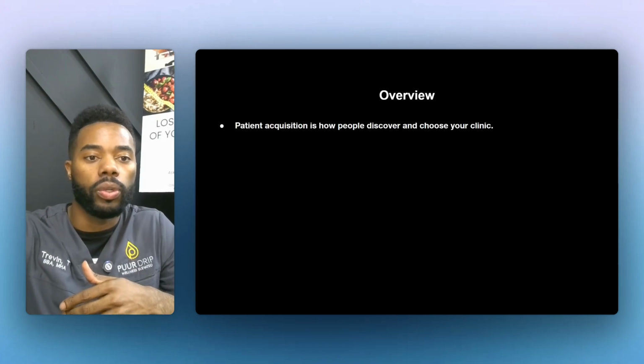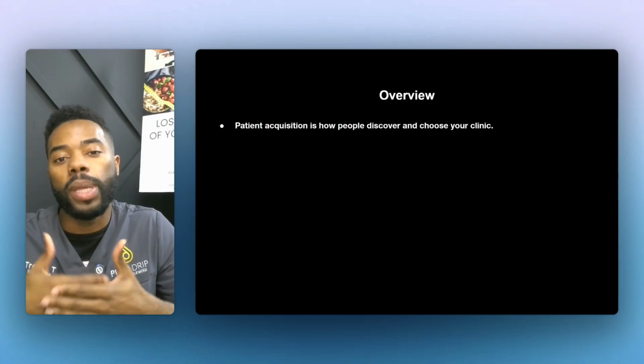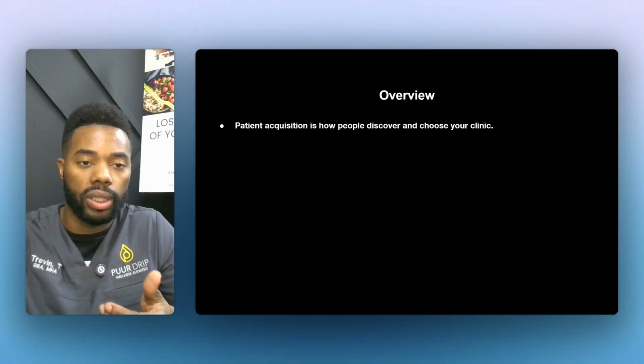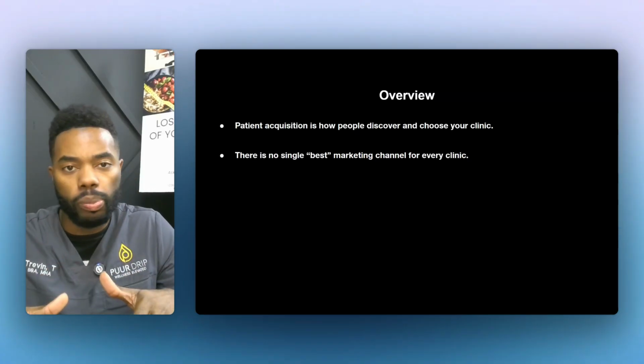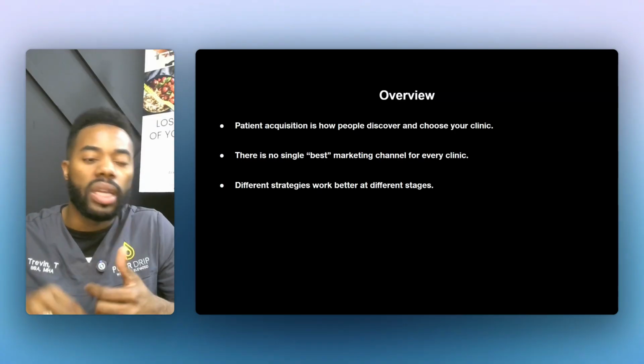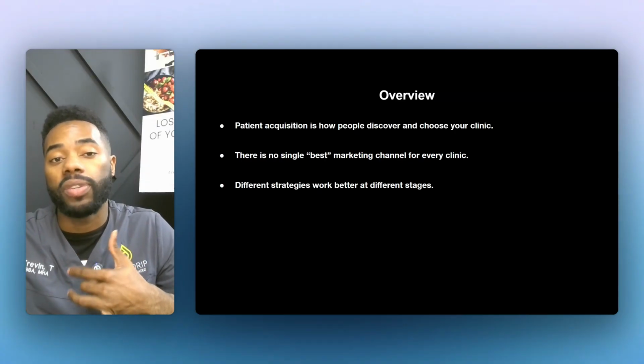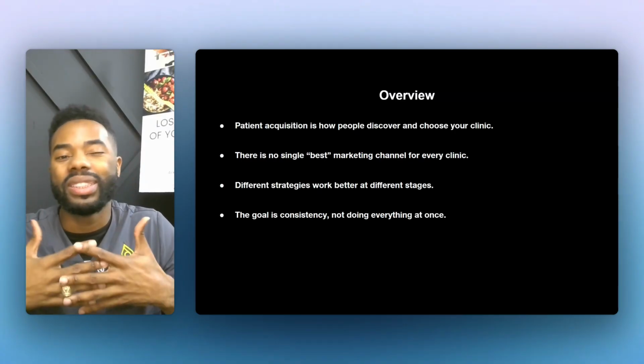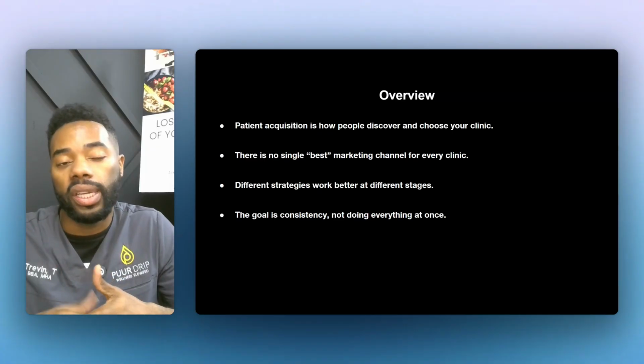So for our overview, patient acquisition is how people discover and choose your clinic. There is no single best way to market your clinic for every clinic. Different strategies work better at different stages, and the goal is consistency, not doing everything at once.